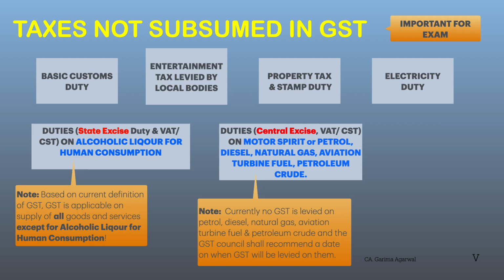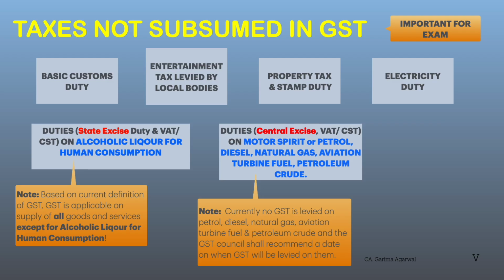It's still there. Based on the current definition of GST, GST is applicable on supply of all goods and services except for alcoholic liquor for human consumption. So any state excise duty and VAT and CST on this alcoholic liquor for human consumption, it is still there.